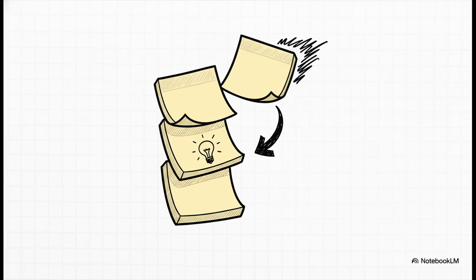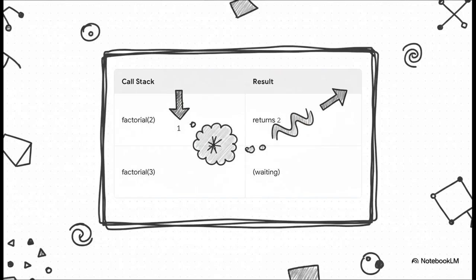Think of it as taking that top sticky note, getting the answer from it, passing it down to the note underneath, and then crumpling it up and throwing it away. So that factorial 1 frame says, hey, the answer is 1, and passes it back to the factorial 2 frame that was patiently waiting. Now a factorial 2 can finally finish its job. It goes, okay, I need to do 2 times that answer, so 2 times 1 is 2, and it passes that result back up the chain.